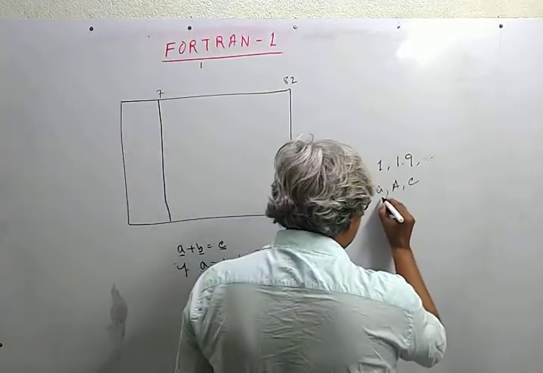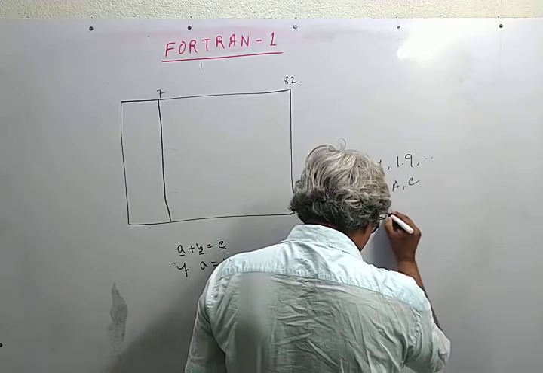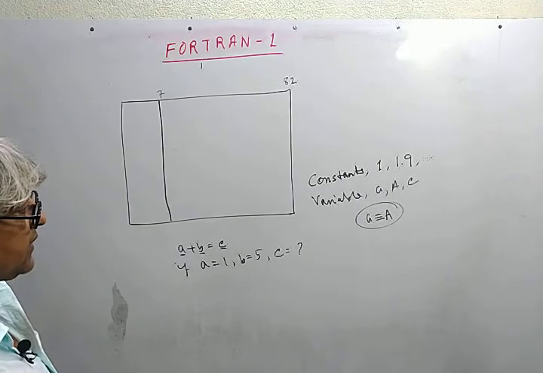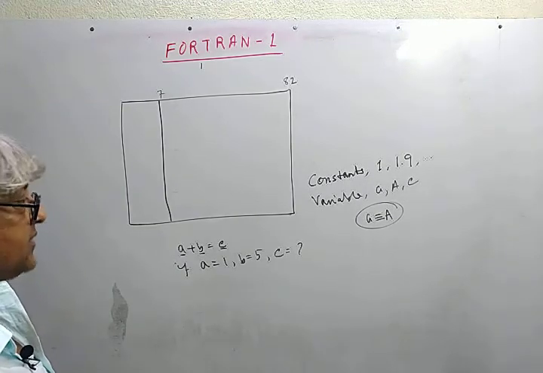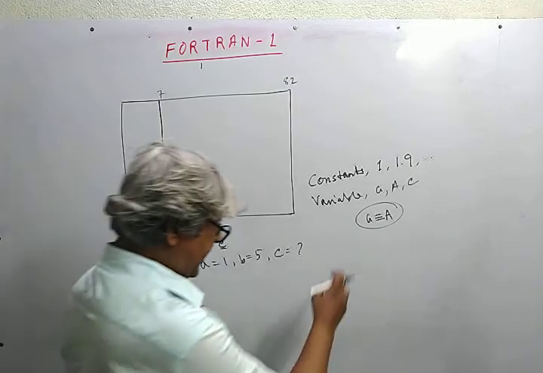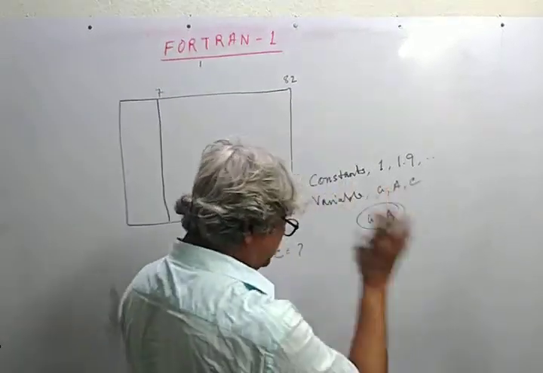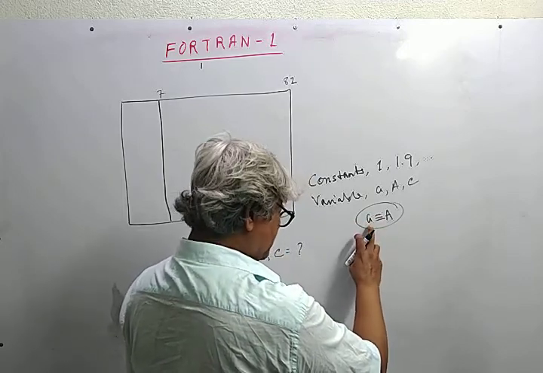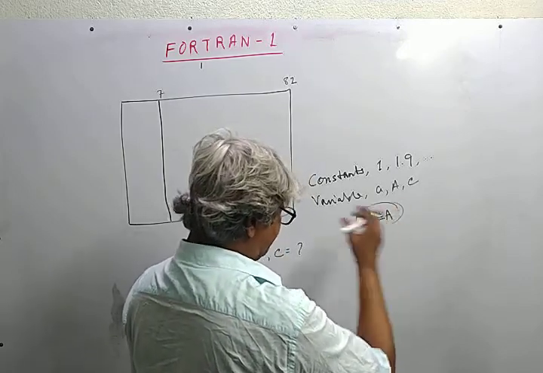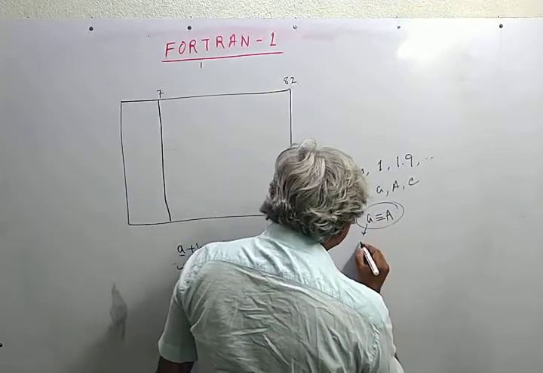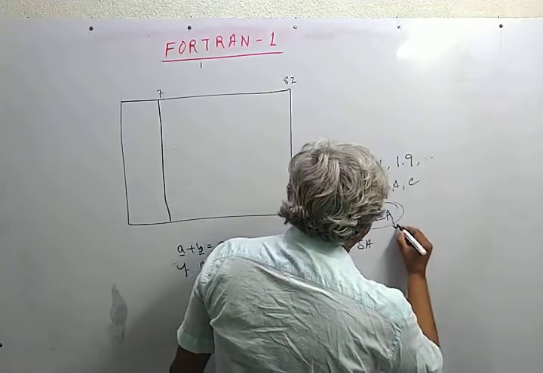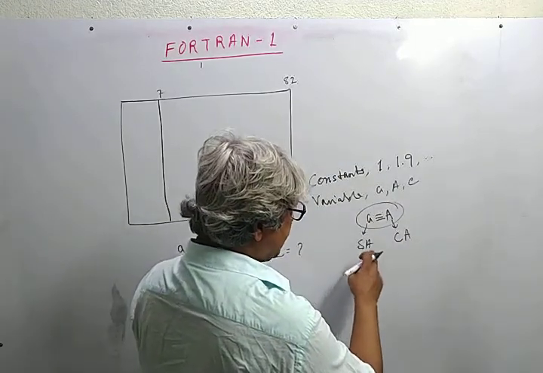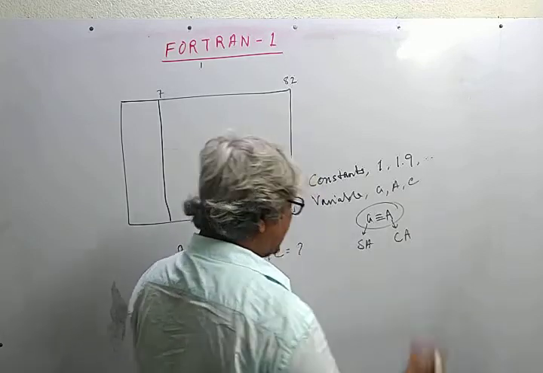Note that in Fortran, small a is equivalent to capital A. In Fortran language, the lowercase and uppercase variables are the same. If you need to write small a and capital A in the same program, special care has to be taken so that these two can be represented differently. Say we write this as SA for small a and this as CA for capital A.